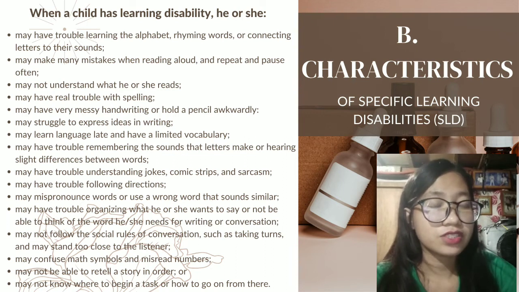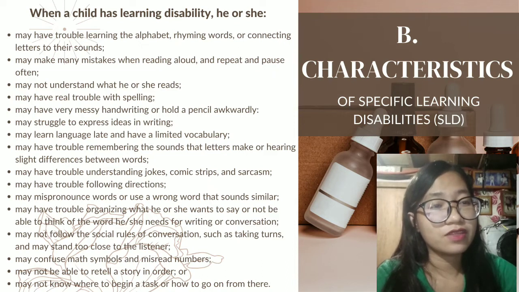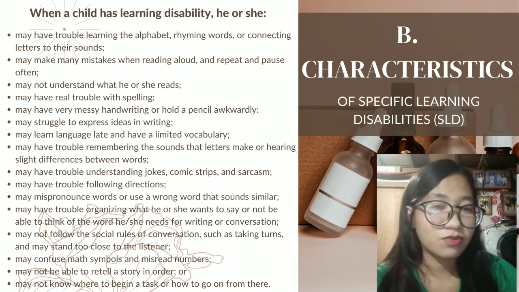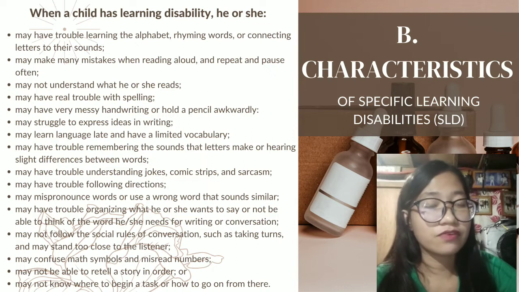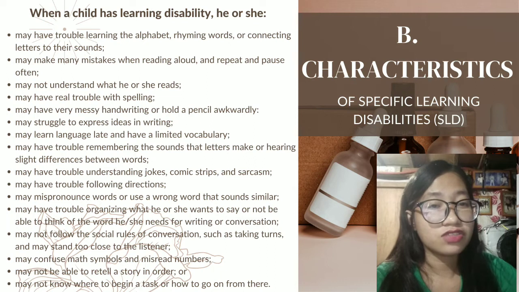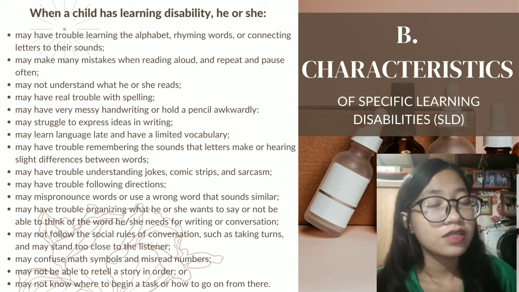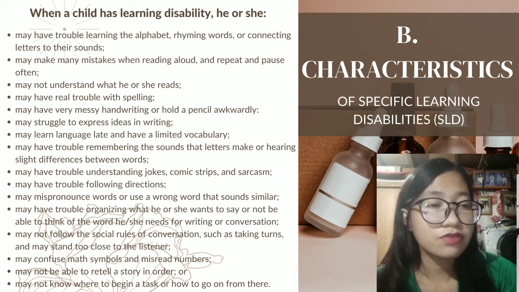May have trouble understanding jokes, comic strips, and sarcasm. So if nonsensical na, maglisod siya sa abot. So marag straightforward ra siya. May have trouble following directions. So if na instructions kay maglisod siya og sabot pud, maglisod siya og sunod kung unsa ang gisulti nga directions. May mispronounce words or use a wrong word that sounds similar. Then may have trouble organizing what he or she wants to say or not be able to think of the word he or she needs for writing or conversation.